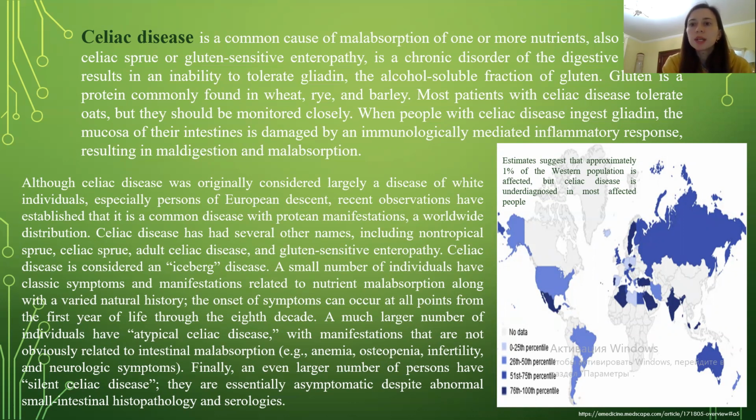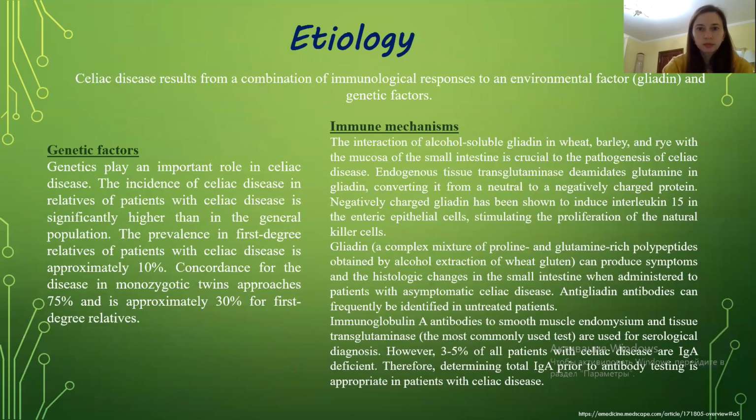Most patients with celiac disease tolerate oats, but they should be monitored closely. When people with celiac disease ingest gliadin, the mucosa of the intestine is damaged by an immunologically mediated inflammatory response, resulting in maldigestion and malabsorption. Celiac disease results from a combination of immunological responses to an environmental factor, gliadin, and several genetic factors.